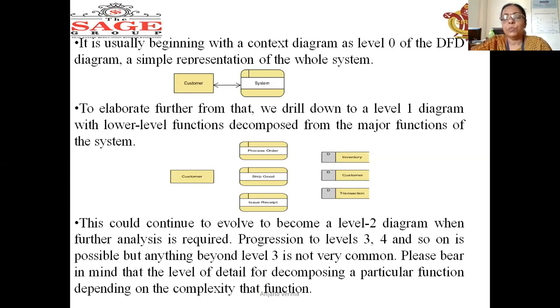After that, when you want to elaborate the process function, you decompose the process function and the first level will come. Suppose in this diagram we are decomposing the system process function in process order: a customer will first order from the system, then ship goods, and then issue a receipt. There are three functions done when a customer is purchasing anything from the system online.